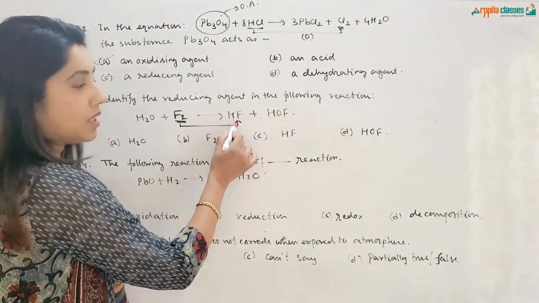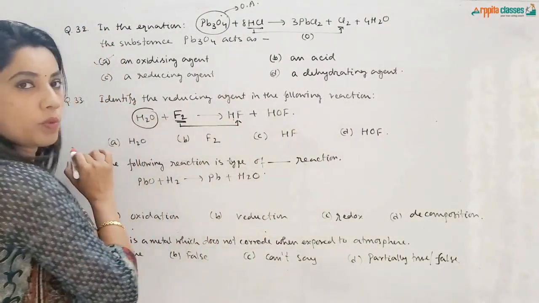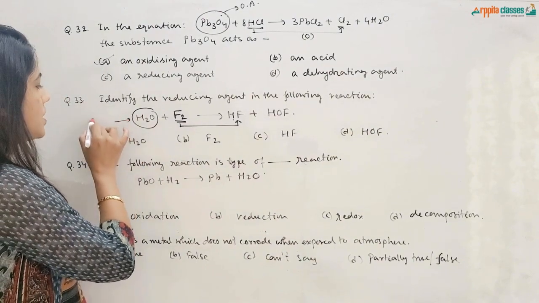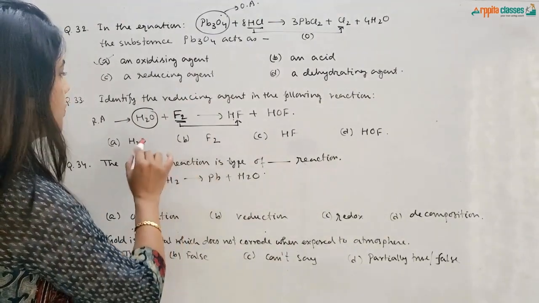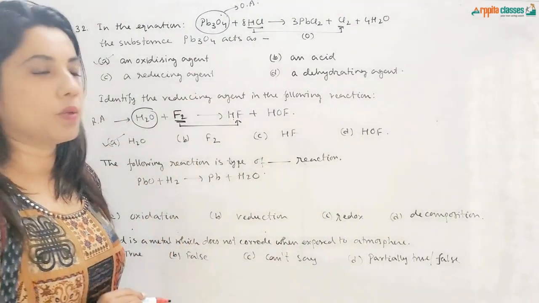This is reduction, and in this method who is helping? H2 is helping in the reduction method. So this is a reducing agent. They are asking to identify the reducing agent, so the answer will be H2. This is a reducing agent.